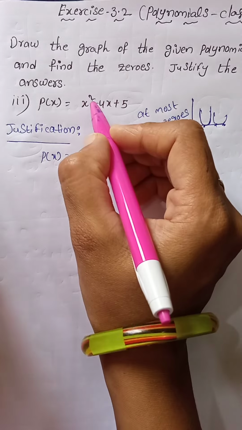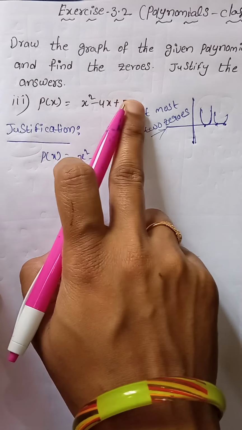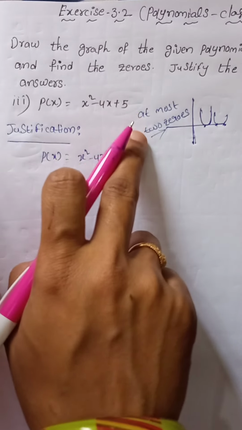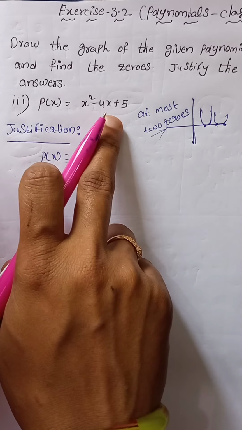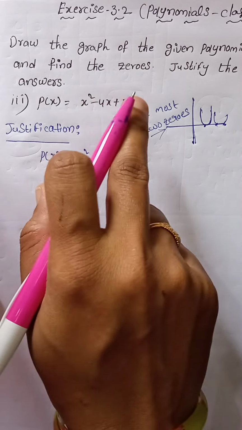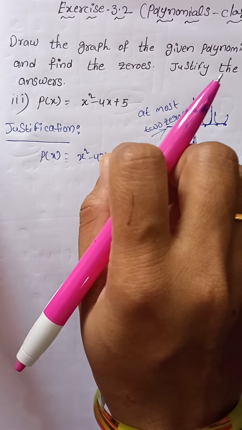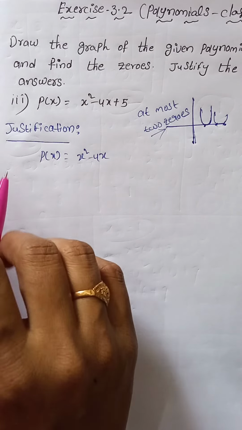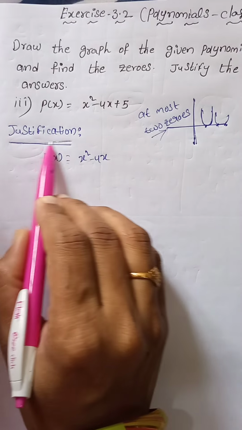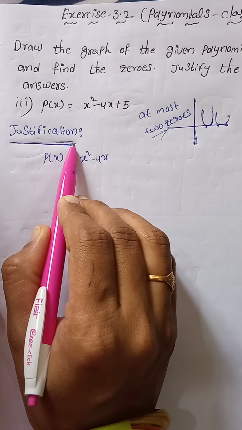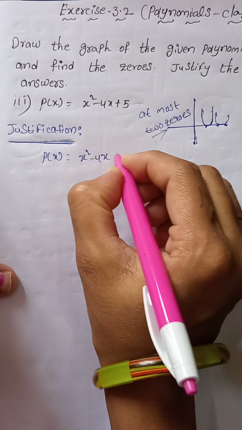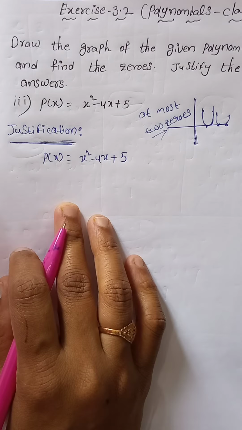This is a quadratic polynomial. It means it has at most two zeros. At most two zeros means this polynomial has one zero or two zeros or no zeros. Okay, so let's see how we can solve this problem. First, to do the justification, here I am writing this given polynomial.